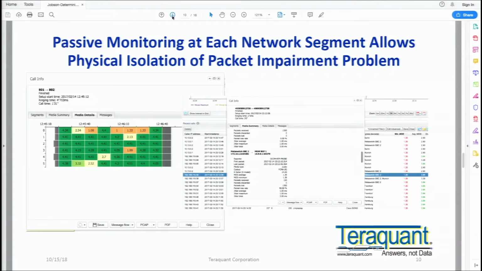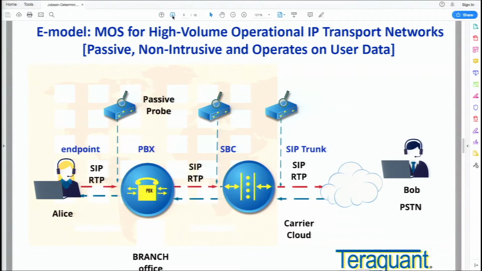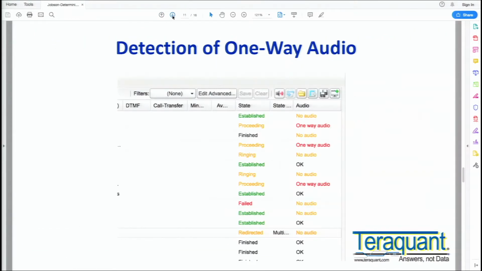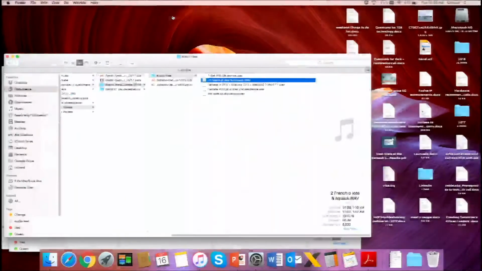In the middle we can say which physical segment it was, and here we have a time axis, and we can see that the problem was intermittent. We got packet loss here, and then it went away. And so we can isolate where in the call, or where in the voice path across the network, it happened. We might also be able to detect one-way audio as well, which is a common voice over IP problem, as I'm sure you're aware.